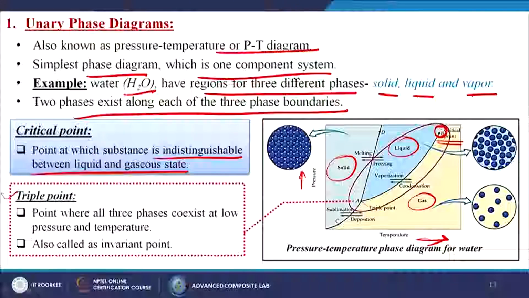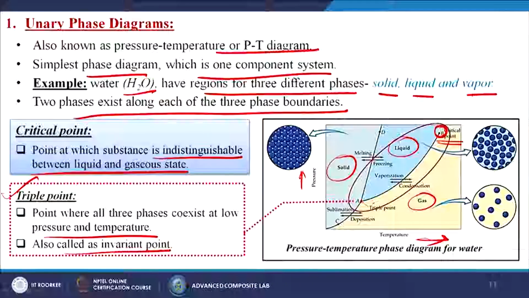And what is the triple point? It is the point where all 3 phases, solid, liquid and gas, are present at that particular point, at low pressure and temperature. It is also called the invariant point.